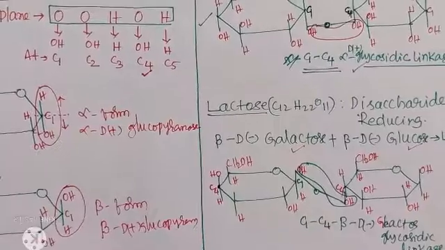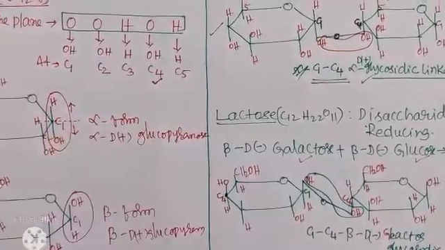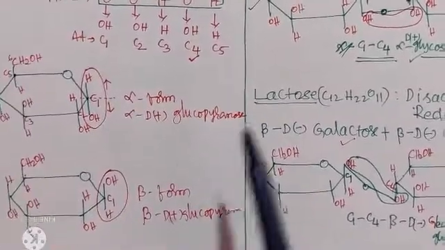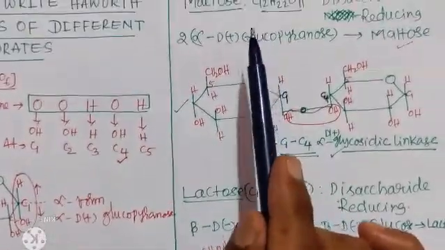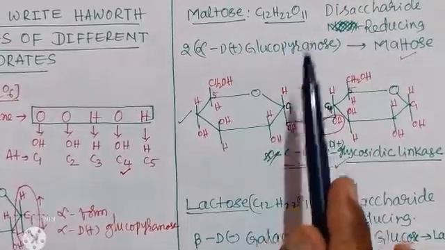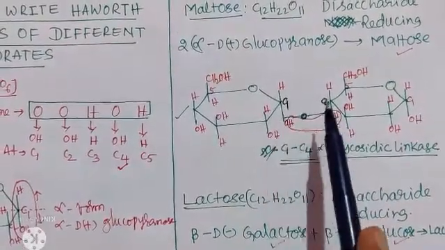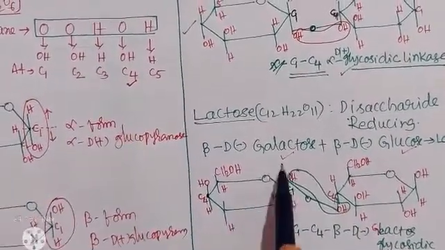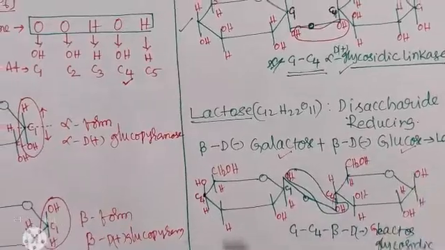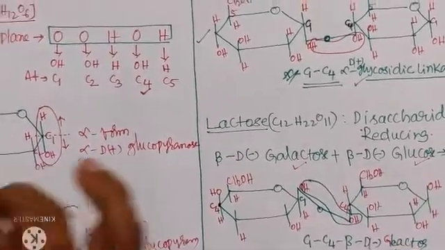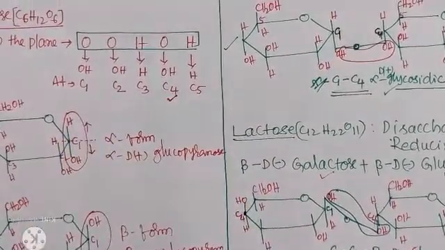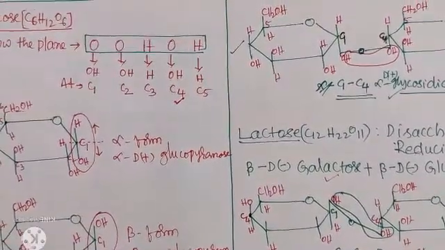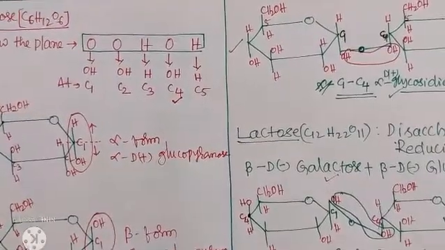It is very simple to remember all these structures. Alpha-D-plus glucopyranose and the beta form; then maltose, where both units are glucopyranose only; then lactose, where one is galactose and another is glucose. Only by using the simple formula it is easy to write the Haworth structure for glucose, maltose and lactose.